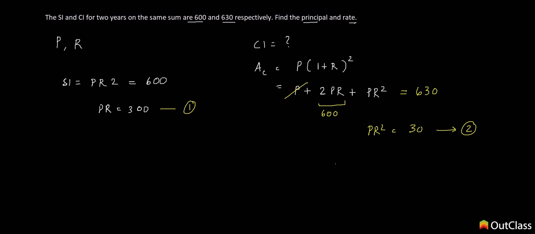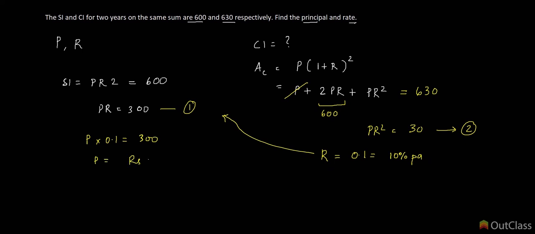Dividing the second equation by the first equation, you will get R is equal to 0.1, which is 10% per annum. That's your rate. And once you get that, you can substitute that in the first equation, and you will get P into 0.1 is equal to 300. So your principal is 3000 rupees. We have found both the principal and the rate. This approach is more versatile. It works in certain question types where the first approach doesn't work. I'll be seeing that next.